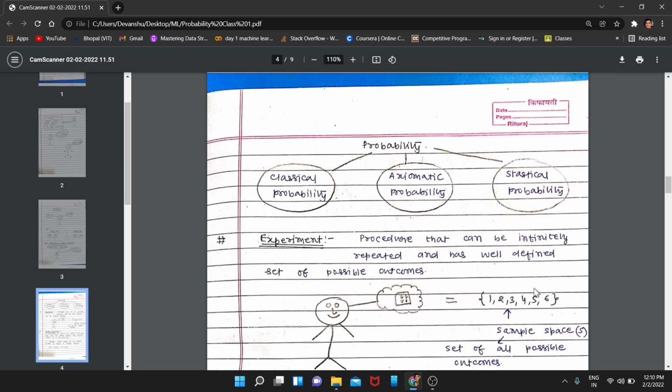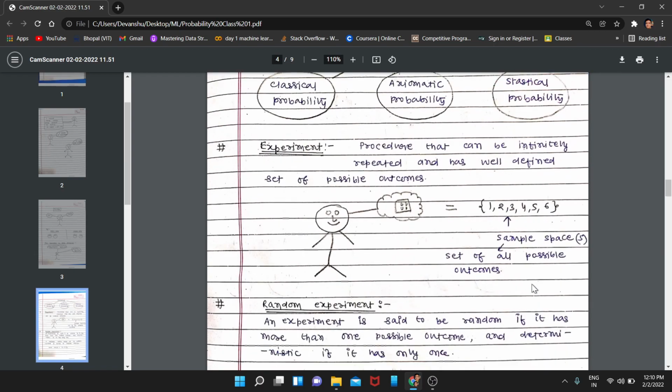What is an experiment? An experiment is a procedure that can be infinitely repeated and has a well-defined set of possible outcomes. If you roll a dice, there is a sample space in which a lot of values can come, like 1, 2, 3, 4, 5, 6. There are 6 values which can come in the sample space of rolling a die.